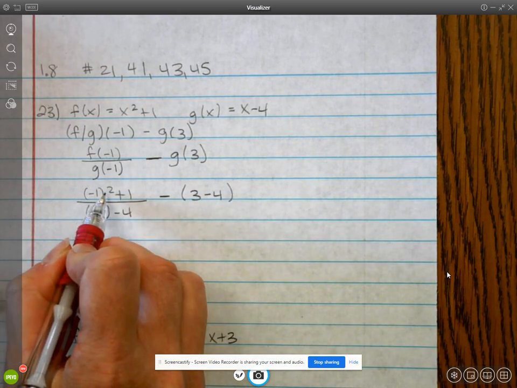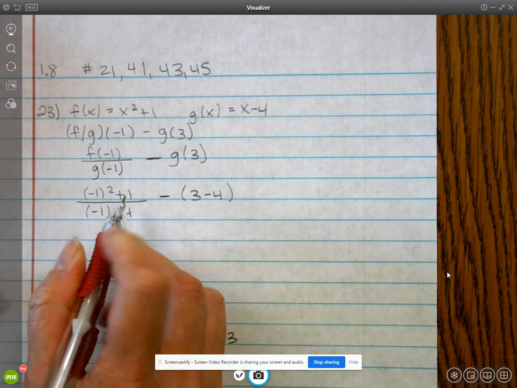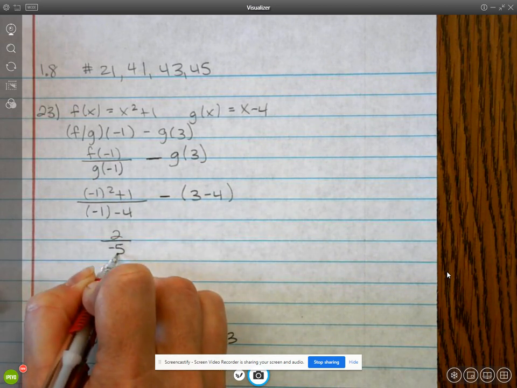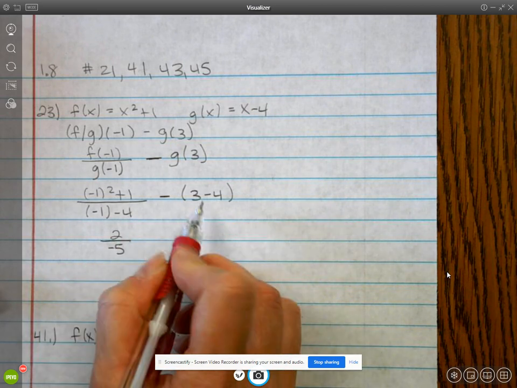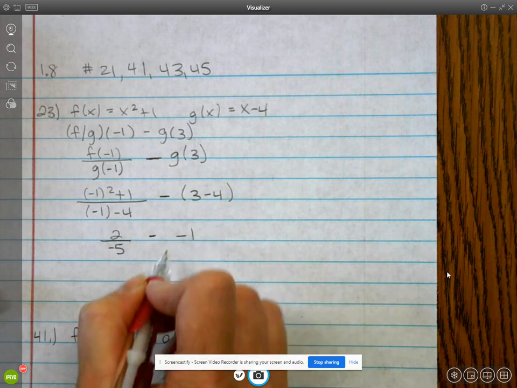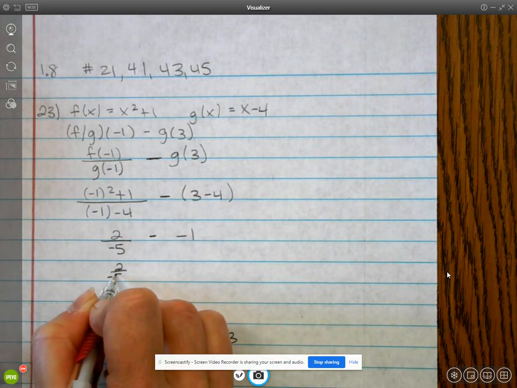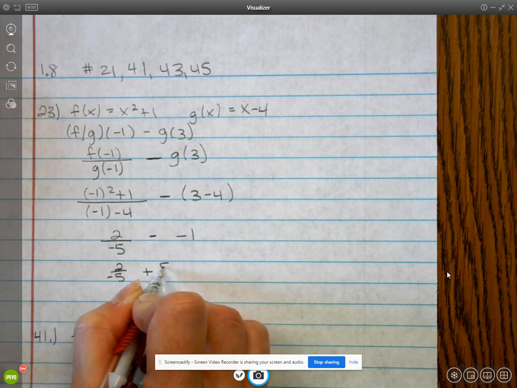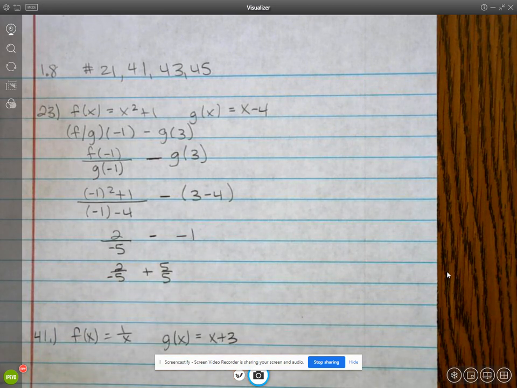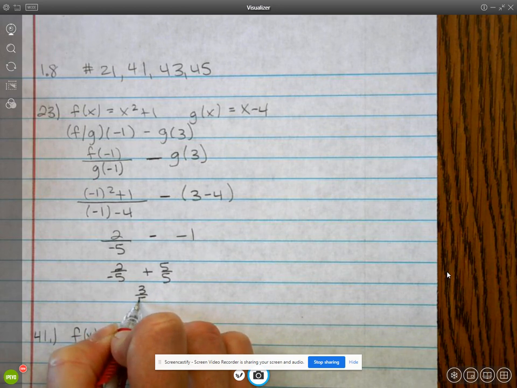Alright, so negative 1 squared is 1, plus 1 is 2. Negative 1 minus 4 is negative 5. 3 minus 4 is negative 1. So this is a big plus sign, so this is 2 over negative 5 plus, and we're going to call that 5 over 5 so that they have common denominators, which gives us 3 over 5.